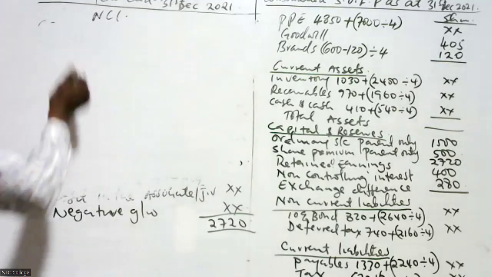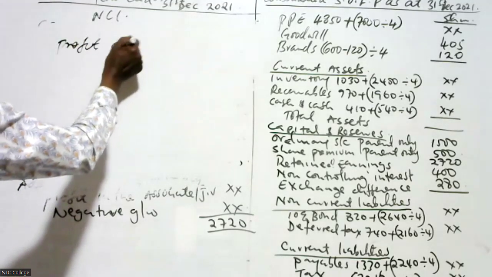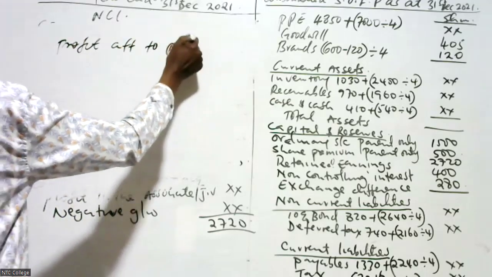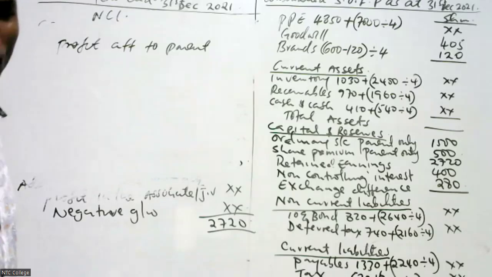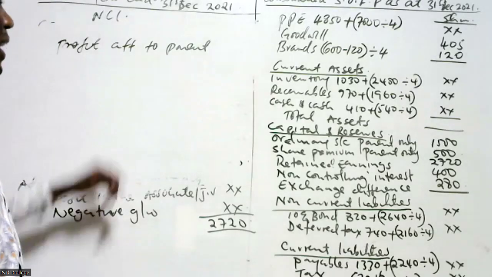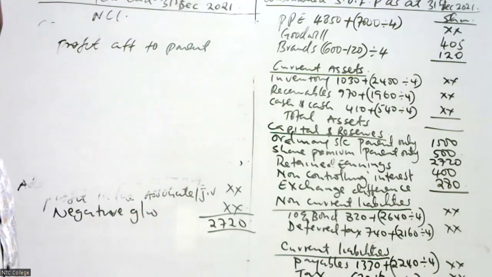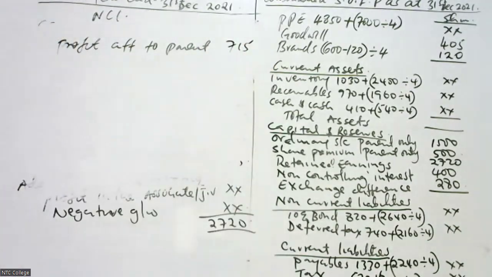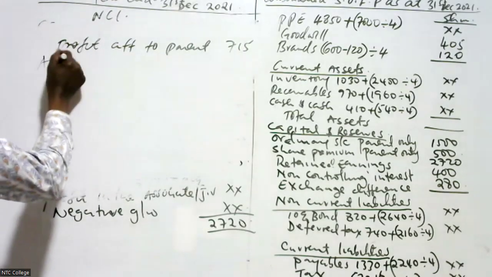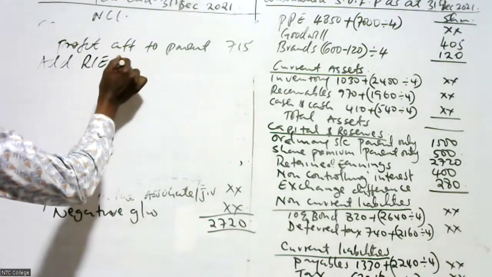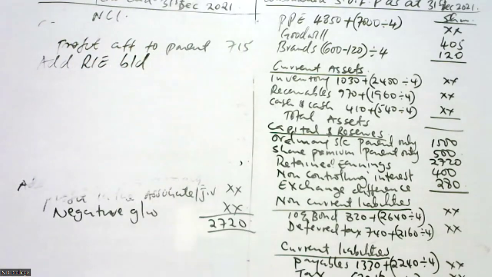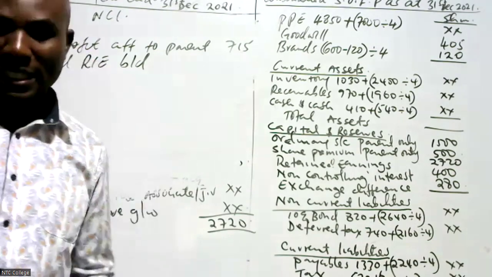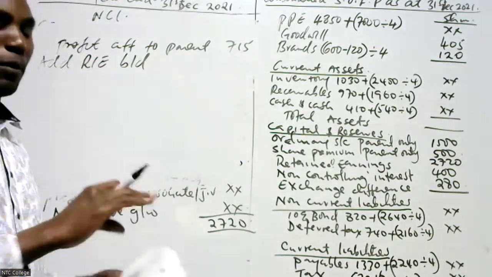Remember, you take profit attributable to parent, of which it was how much, Edwin? When in your income statement, it was how much? 715, thank you. Then you come to add retained earnings brought forward from the parent.